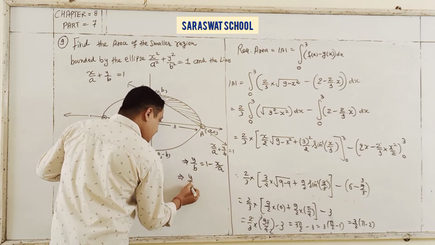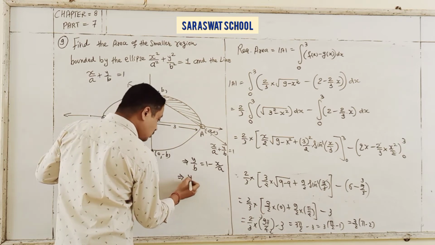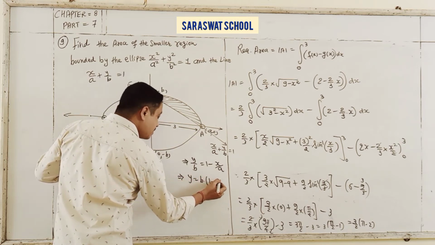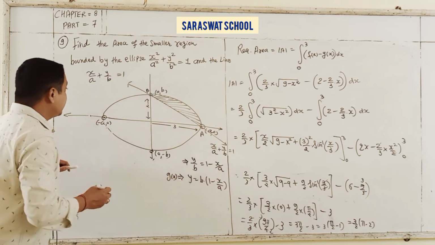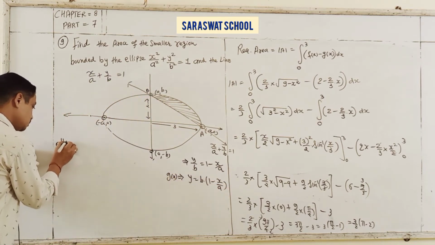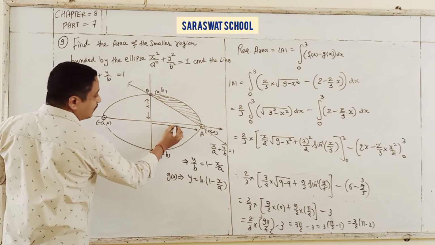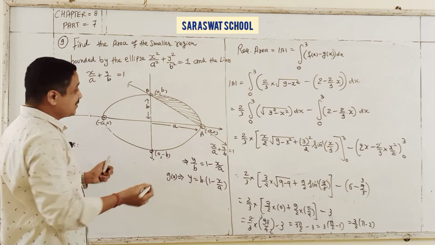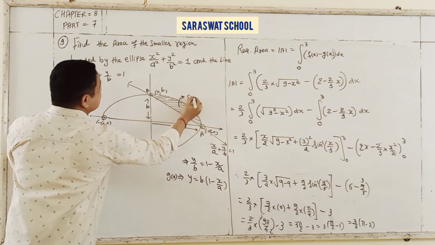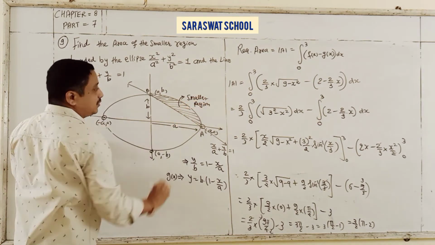So y by b, it is your simple answer, y is equal to b times 1 minus x by a, consider it is your g(x), and here your ellipse, drawing same as, students, only here write down a, that write down b, very easy, and smallest part means this is your smallest part, your smaller region. In previous sum also same.